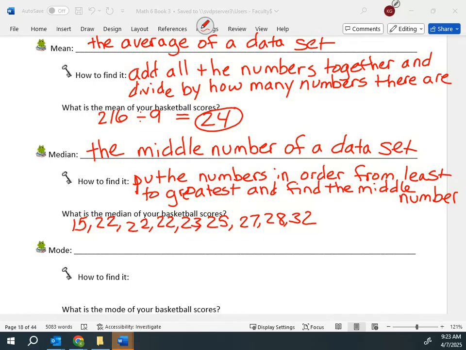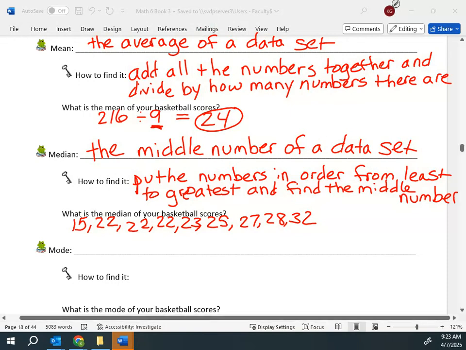So I go back and I count. Do I have the correct number of numbers? I have 1, 2, 3, 4, 5, 6, 7, 8, 9. And I remember from up here, I have 9 numbers. That is my check to make sure I didn't skip a number or put a number twice. It happens easily. Always just do that quick double check. Did I put all of my numbers?